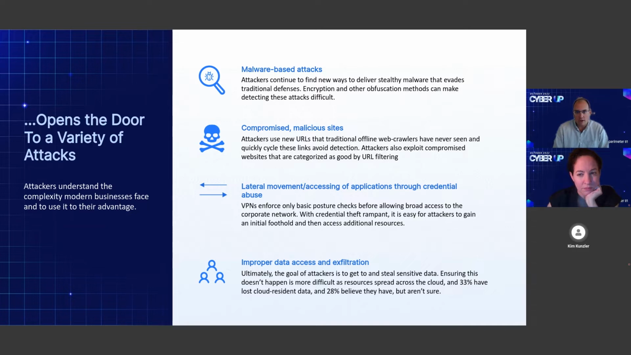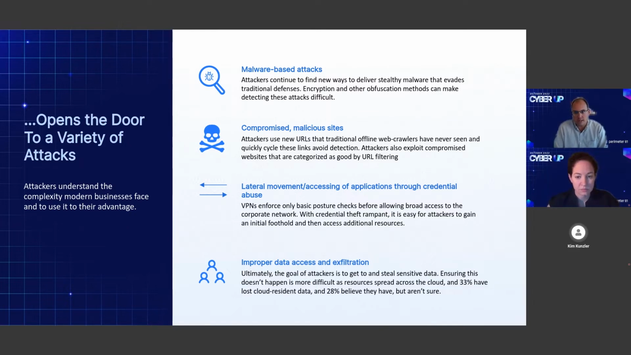So we still see a lot of malware-based attacks, obviously, but attackers are leveraging the fact that so much traffic is application-based and encrypted now, making it easier for them to obfuscate those attacks and get around detection tools, leveraging things like JavaScript as well to hide malicious payloads. We've seen the evolution of this for quite a while, but attackers continue to improve their methods of malware delivery.